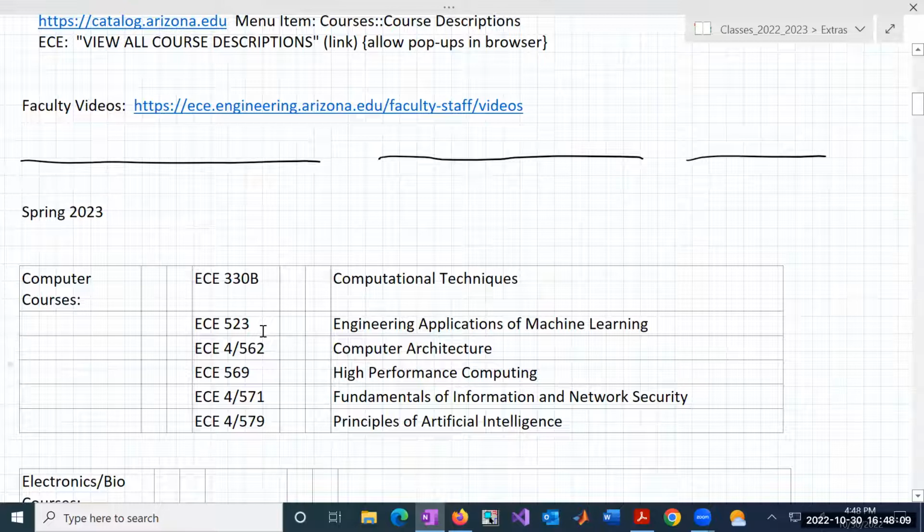Here is one, and let's just talk about those relative to the different sub areas in electrical and computer engineering. Maybe computer courses to start with. You have ECE 330B. We already looked at that course description. That's computational techniques. If you're interested in machine learning, we're actually going to have a couple of machine learning classes being offered in the spring semester, ECE 523.